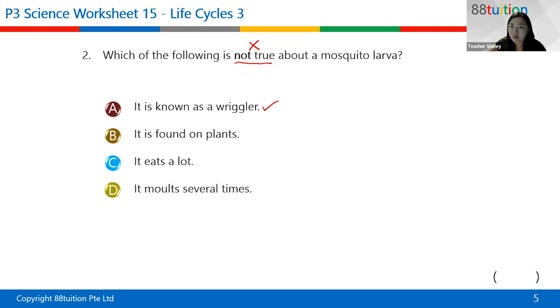Do you find mosquito larva on plants? No. It eats a lot, yes. It molts several times, yes. Generally for insects, the young of insects, they molt quite a lot. Okay, so that's why the answer is B. It's not found on plants, but it's found in water. Are we good? Can I move on? Yes? Okay.